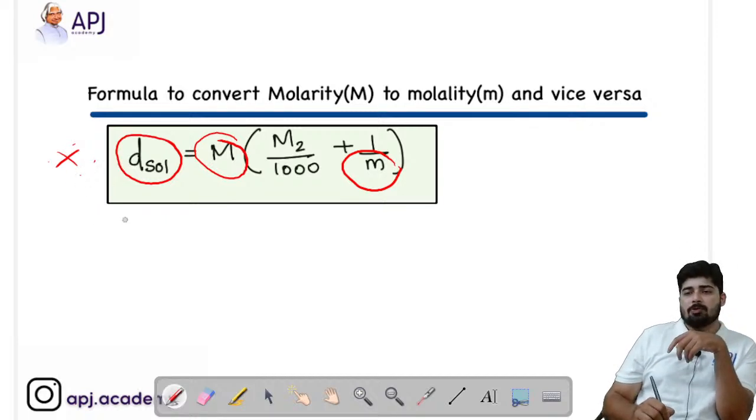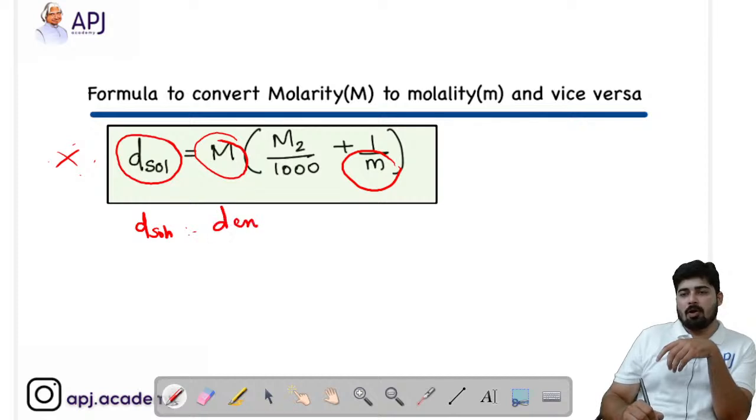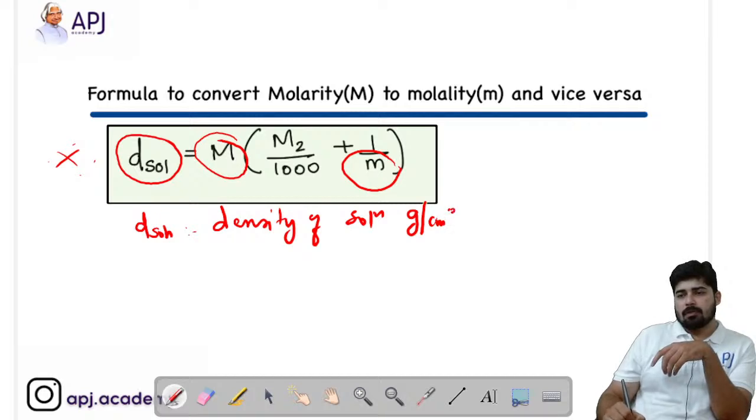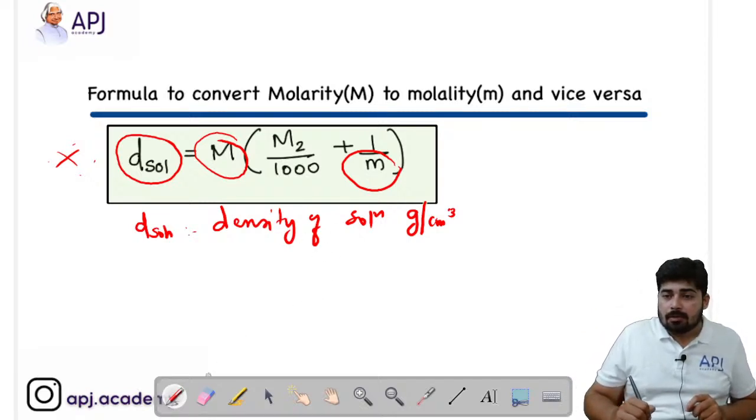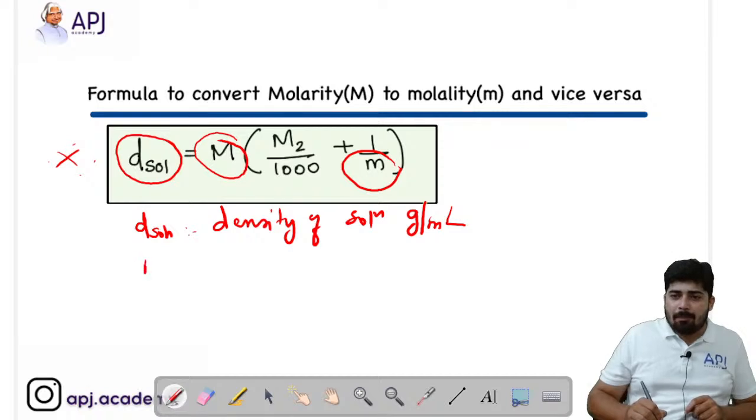So let me introduce these terms to you. Here, density d of sol just means density of solution, and we generally take density of solution in gram per ml, not centimeter cube, it is gram per ml.